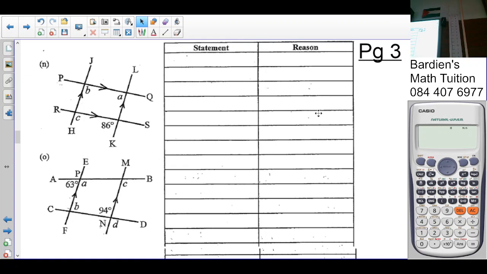Right. So let's look at A. How do you calculate A? Can you see that F being formed there? Okay. So A is 86. Why is A 86? Corresponding angles with PQ being parallel to.